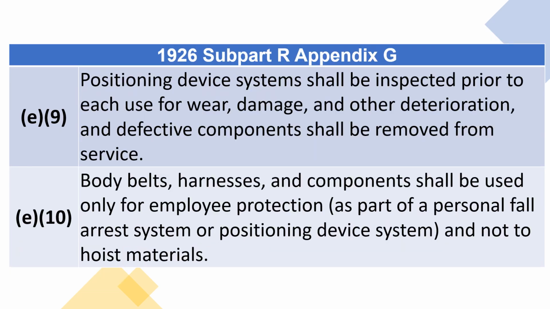E.9. Positioning device systems shall be inspected prior to each use for wear, damage, and other deterioration, and defective components shall be removed from service. E.10. Body belts, harnesses, and components shall be used only for employee protection, as part of a personal fall arrest system or positioning device system, and not to hoist materials.